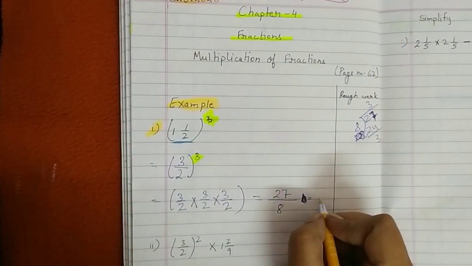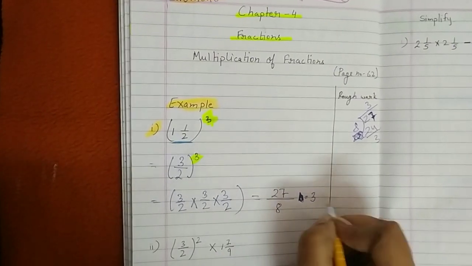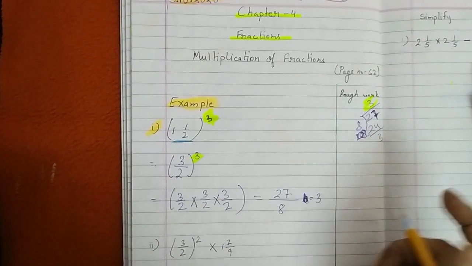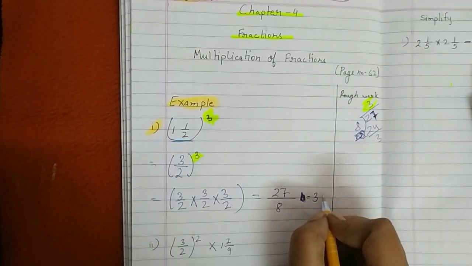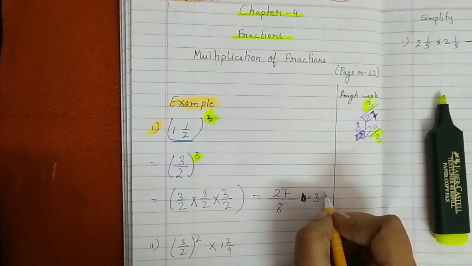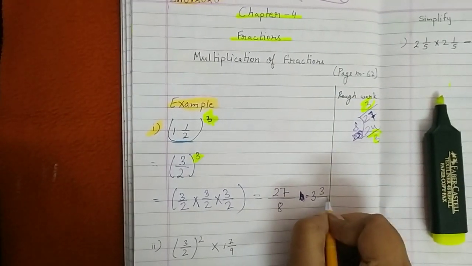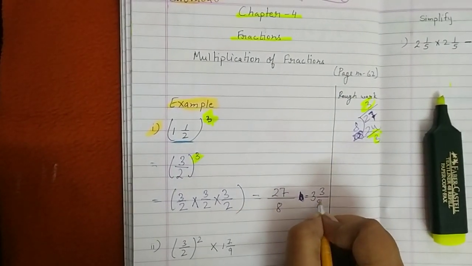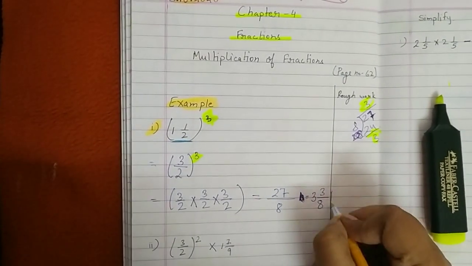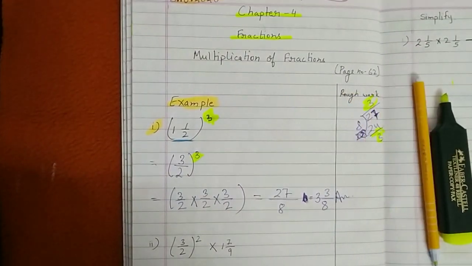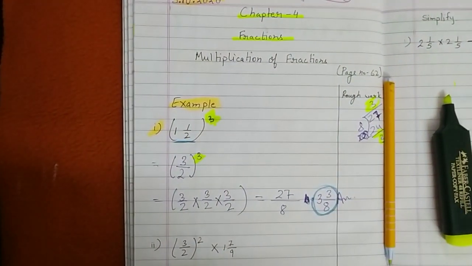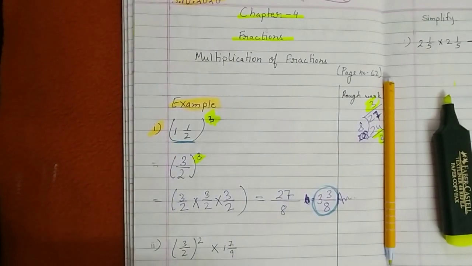Basically your answer will be 3 as a whole. This quotient 3 you will write as a whole, and this remainder 3 is your numerator, and your denominator will be the same. So 3 times 8 is 24, 24 plus 3 is 27. So this is your answer. This is our answer. This much is clear? Good.